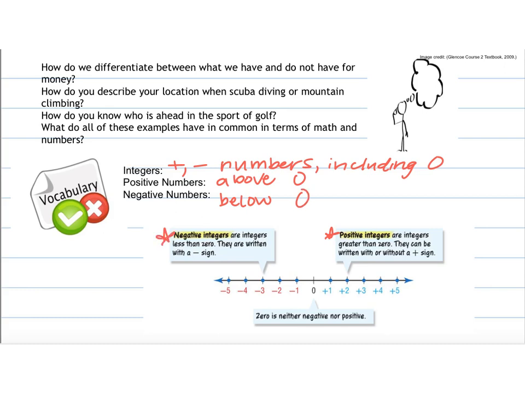So negative integers here are integers that are less than 0, and they are written with this negative sign out front of them. Where positive integers are above 0, and you can either write them with a plus sign or without. And then 0 is neither negative nor positive. It doesn't have a value to it.